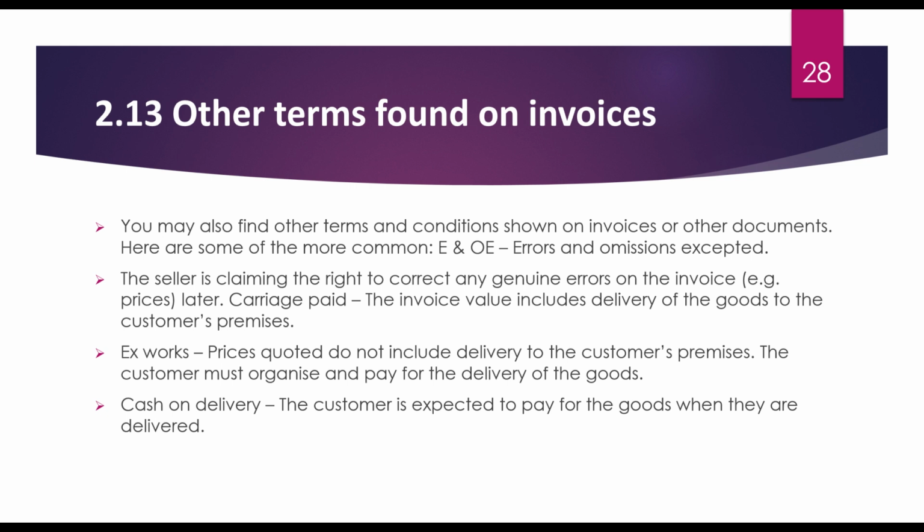Other terms found on invoices. You may also find other terms and conditions shown on invoices or other documents. Here are some of the more common ones. E&OE, errors and omissions accepted: the seller is claiming the right to correct any genuine errors on the invoice, e.g. prices later. Carriage paid: the invoice value includes delivery of the goods to the customer's premises.